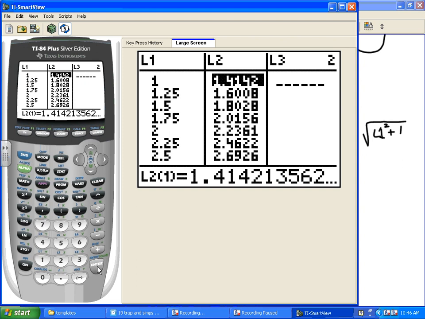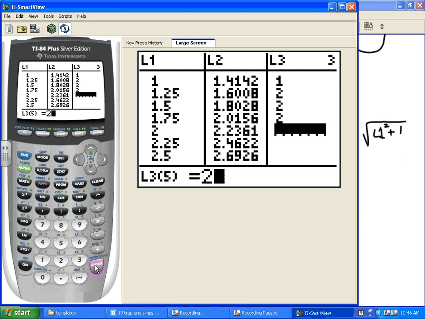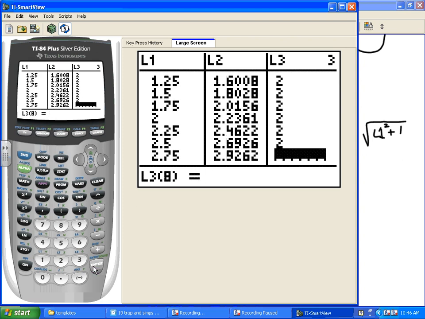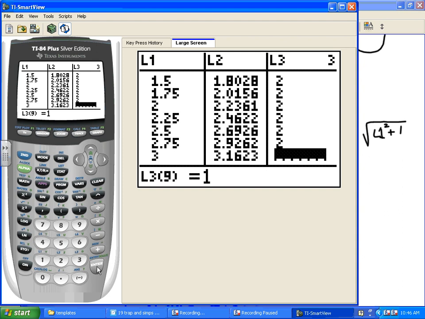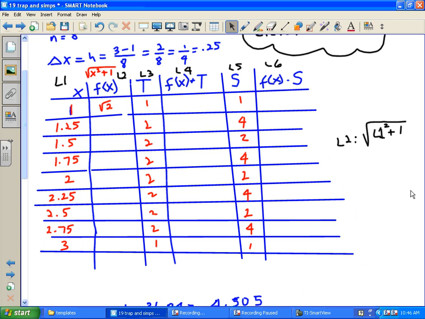Okay, now for L3, what are we going to enter? Right, this is the trapezoid coefficient, so it's going to be 1, a whole bunch of 2's, end with a 1. The next column, L4, let me go back to our sheet. L4 was f of x times the trapezoid coefficients. In other words, which two columns are we going to multiply for L4? L2 times L3, right? So let's define L4 as L2 times L3.